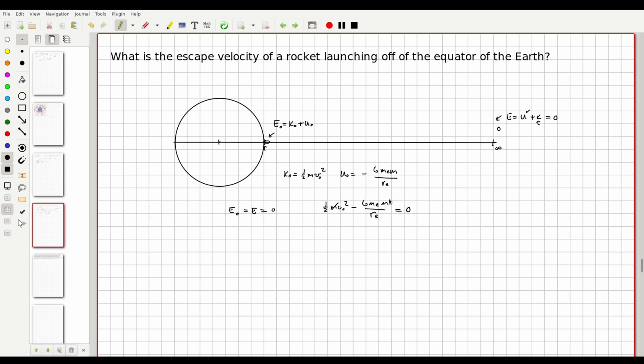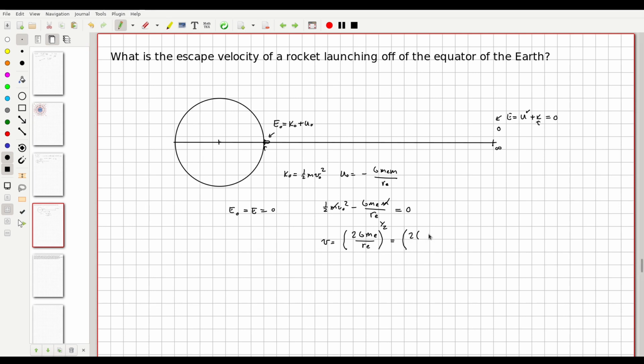And the mass of the rocket doesn't matter, which should make sense. Again, gravity causes all things to experience the same acceleration. So if I solve for v here, I get the square root of 2G mass of the Earth over radius of the Earth at the equator. And I can plug this stuff in from previous information that we were given.